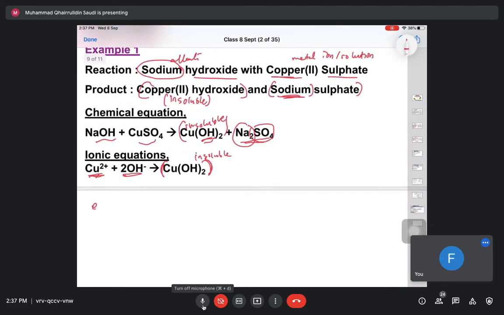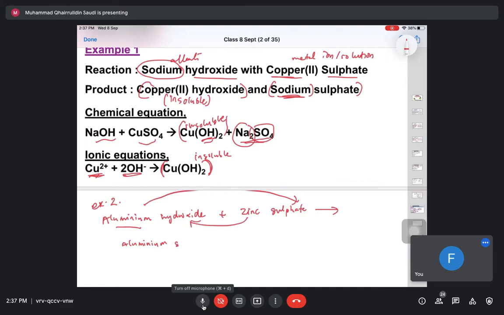Okay, last example. Example number 2. Let's say we have aluminium hydroxide, and we react with another metal, zinc sulfate. Let's see. So you will get 2 products. The product will be aluminium sulfate. Just swap the partners. Aluminium now with sulfate, zinc now with hydroxide. Aluminium sulfate plus zinc hydroxide.